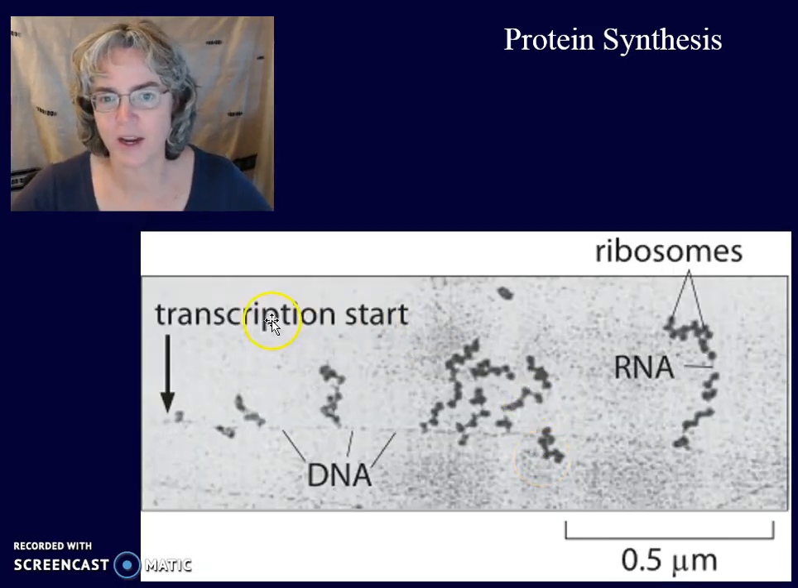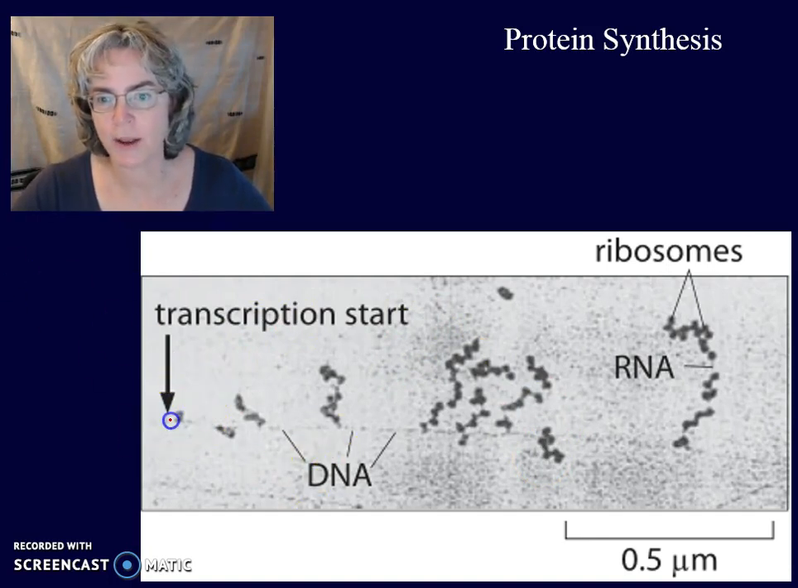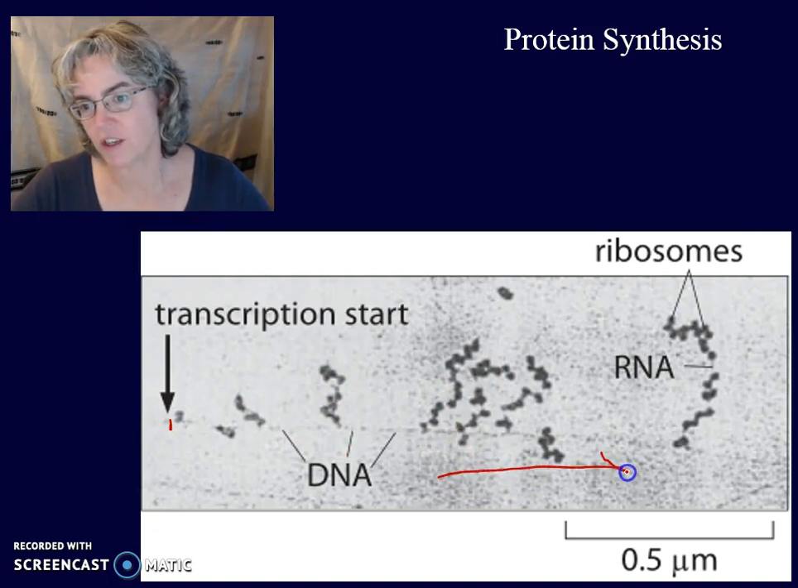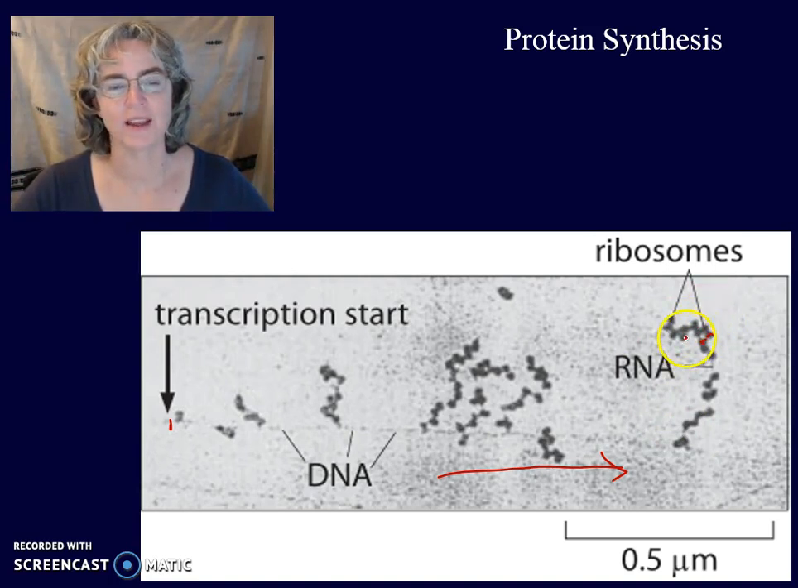Here's another picture, and so we can see transcription started back here, and the longest chains are in this direction on our DNA strand. These right here are all ribosomes. So what do you think? Is this a prokaryote or a eukaryote? It's a prokaryote because the ribosomes and the DNA are in the same place.